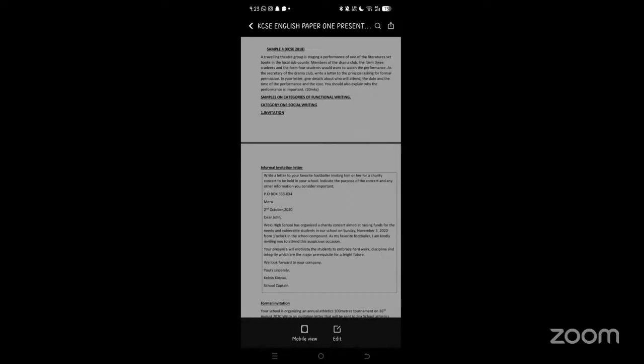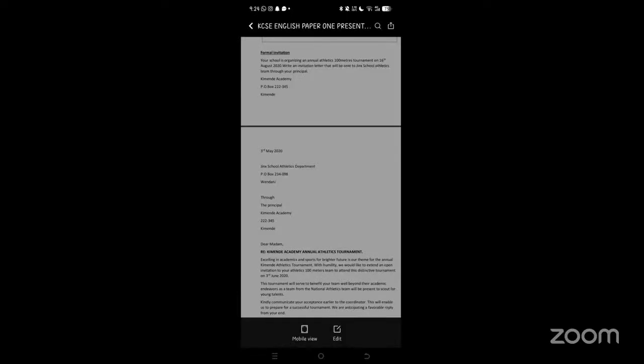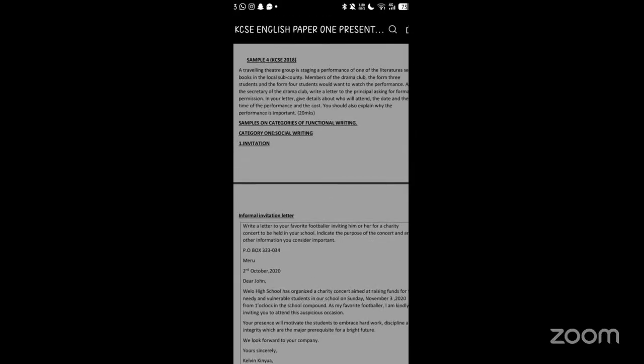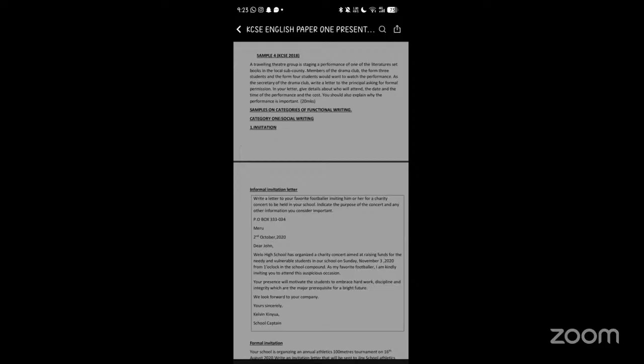Good. Let's go through this. Very, very good. I think after this, let me see the last one. That is a formal invitation. It's a social writing, an informal invitation. Let me see how the other one looks. Okay, let's go through this informal one very fast. It doesn't have much of a story, we won't talk much about it. Who will read for us this informal invitation? Somebody read for us this sample 4.